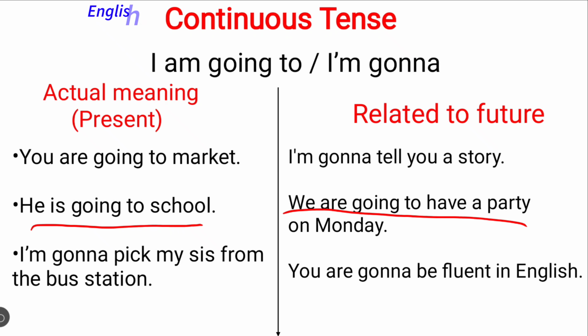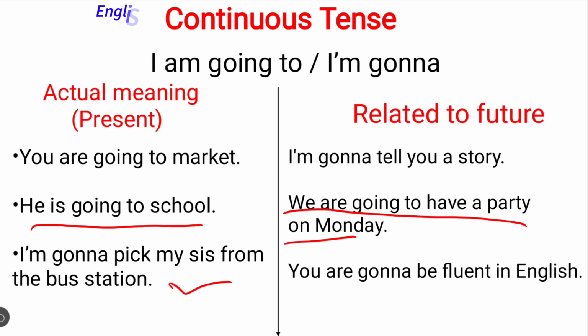We are going to have a party on Monday. It totally defines the future. It's planned for the future that we have planned to have a party on Monday. One more example: I'm going to pick my sis from the bus station. It also talks about the future actually. So let's put it in the future category.